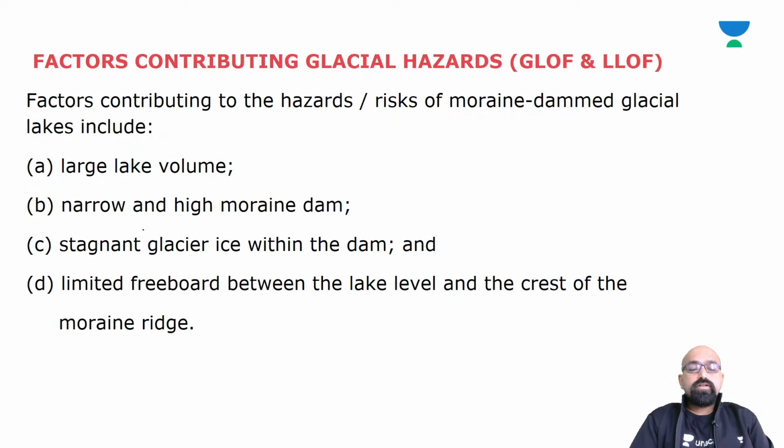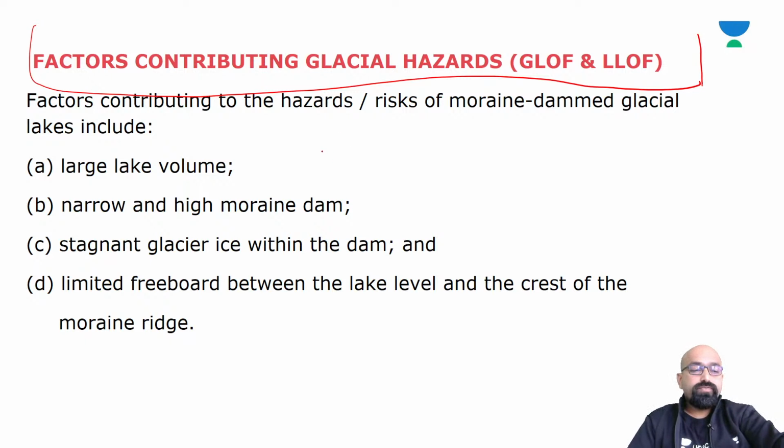Now, we can say downstream in the GLOF-prone area, measures should be taken to protect infrastructure against the destructive forces of the GLOF surge. Right. So now we'll see the factors contributing to glacial hazards, GLOFs and LLOFs. The first factor is large lake volume.